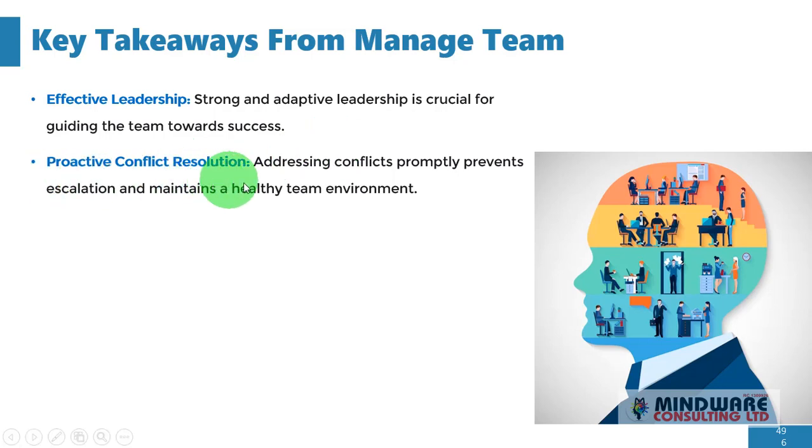Proactive conflict resolution. Addressing conflicts promptly prevents escalation and maintains a healthy team environment. All right, so you have to address conflicts as promptly as possible. As a matter of fact, the word is proactive. We have to be proactive with conflict resolution. We have to foresee the areas that are likely to have conflicts, and then put systems in place to ensure that the moment they arise, the conflicts are addressed immediately.